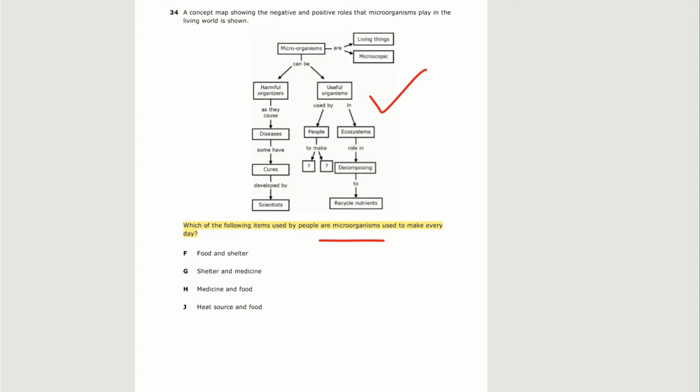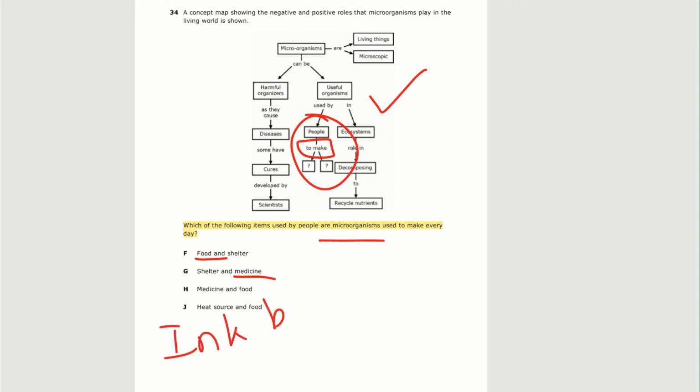So, oh, look, it says people here. That's what we want to look for, right? So, people. To make what? Well, to make is very important. So, what do we use them to make? Food and shelter. How can bacteria make shelter? Shelter and medicine. Okay, maybe medicine, maybe food. Oh, there you go. Food and medicine. Heat source. I don't think so. So the answer was medicine and food.